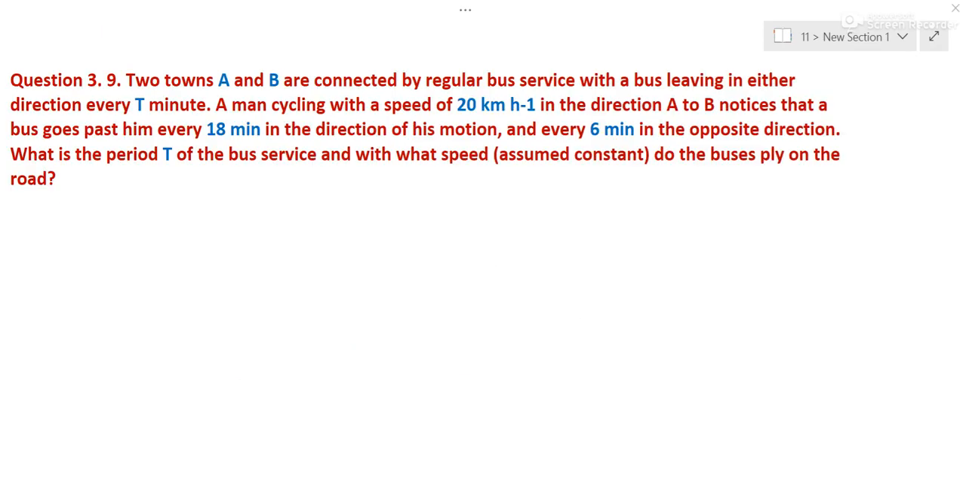Getting to the next question. Let us see this question. Two towns A and B are connected by a regular bus service, with a bus leaving in either direction every t minutes. A man is cycling with a speed of 20 km per hour in the direction A to B, so from A to B.